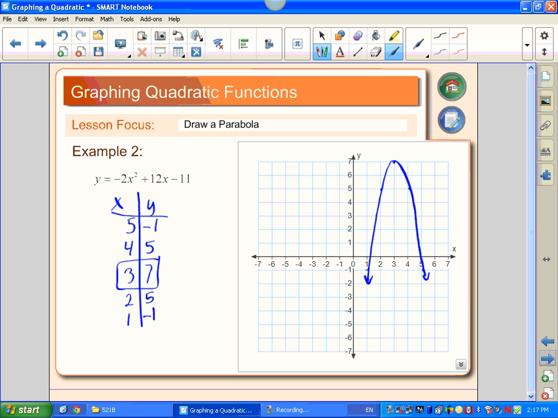Does that make sense? Based on the information that I know about quadratics, should it open down? Yes, because my leading coefficient is negative. We know it's going to be slightly more narrow than an x squared graph because of the 2. So it opens down and it's narrow. So that's a good check just to make sure it makes sense.